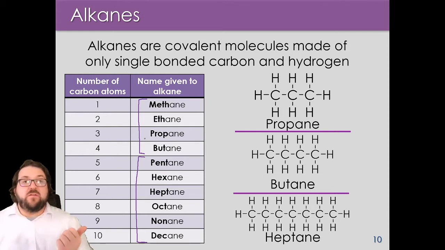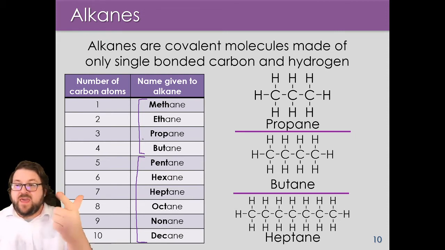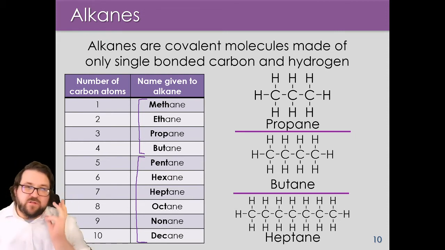So it might be worth you coming up with a mnemonic that means something to you. 4 words that start with M, E, P, and B that will stick in your head to remind you that it's methyl, ethyl, propyl, butyl in there. So that's the start of it.